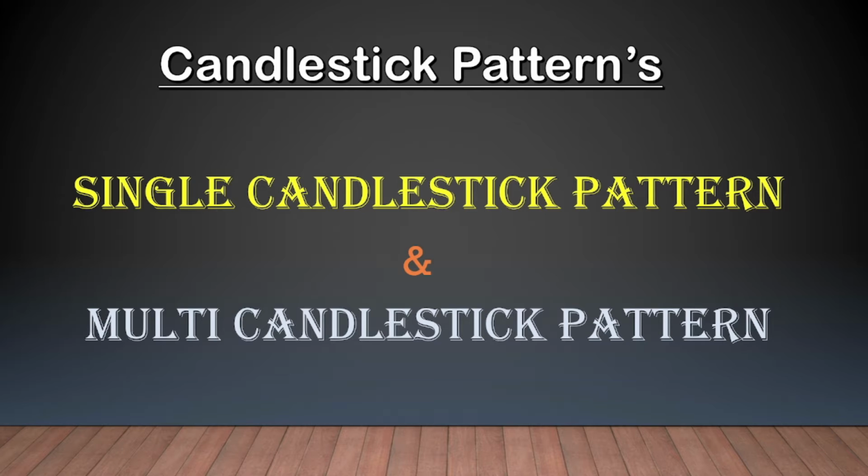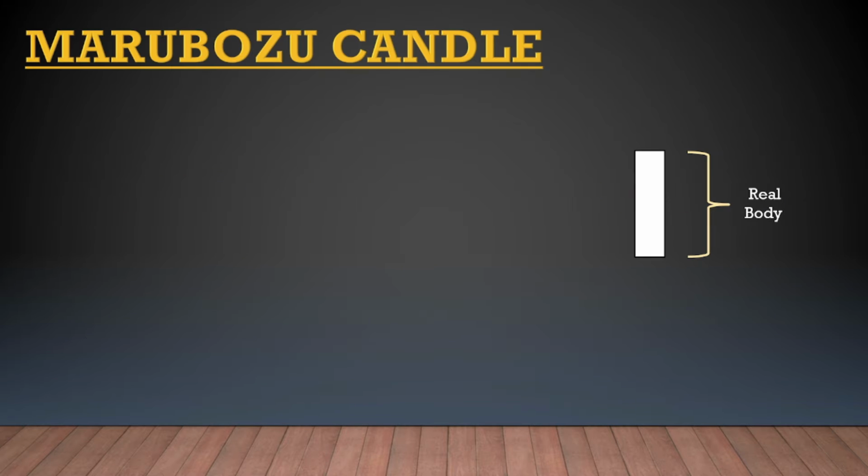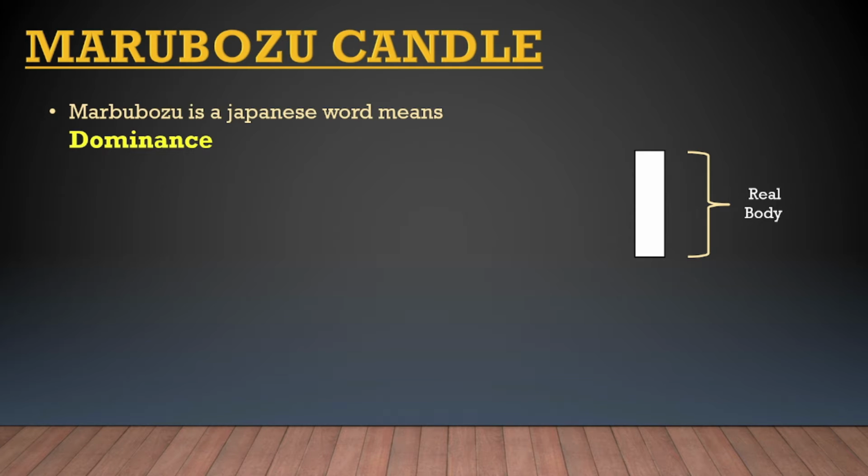Okay, we will start discussing a single candlestick pattern as part of this video. All right, now we will analyze a Marubozu candle, friends. This is one of the important single candlestick patterns. Marubozu is a Japanese word which means dominance. Since these candlesticks originated in Japan, most of the patterns have Japanese names. Some of them also call it a bald candle. Just to put it in simple words, Marubozu means dominance.